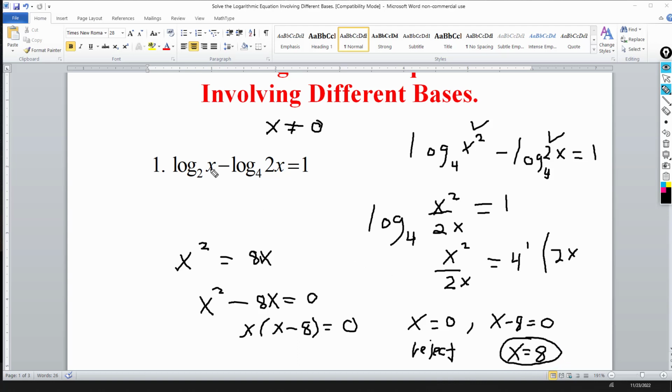So let's put it in there. Let's put an 8 here, an 8 here, and an 8 here where the x is. 2 times 8 gives me 16, so let's check and see if this works. The log of 8 to base 2 means 2 to what power gives me 8? Well, it's 3. This one says the log of 16 to base 4 is what? Well, 4 squared is 16, so this should be 2. 3 minus 2 equals 1. So 8 is your solution.